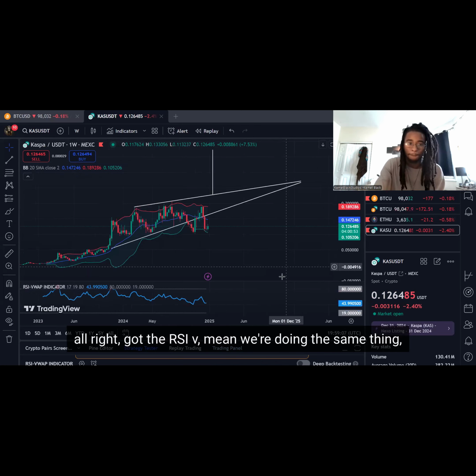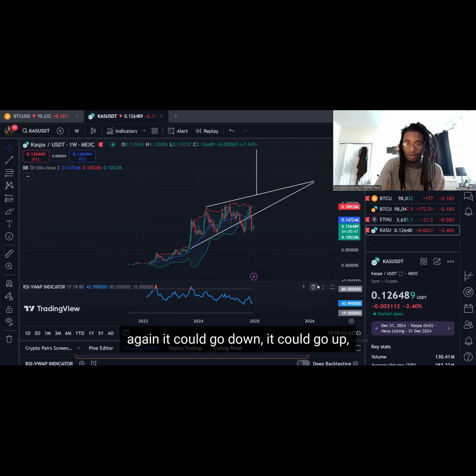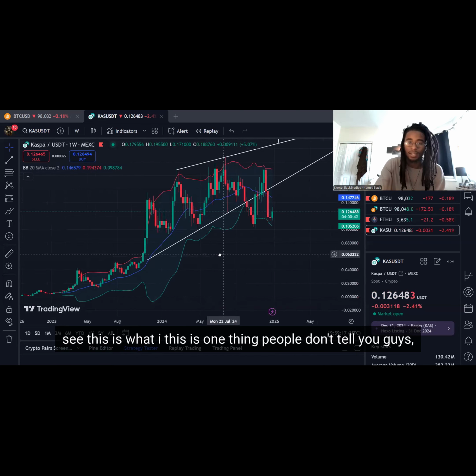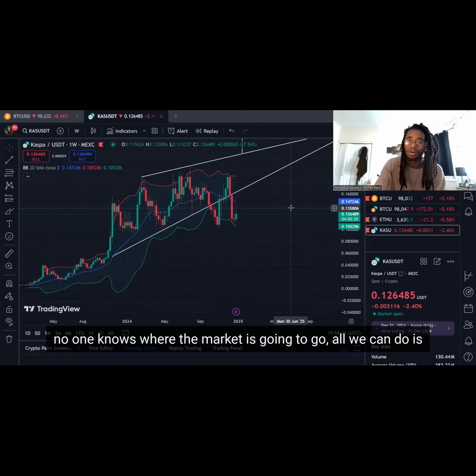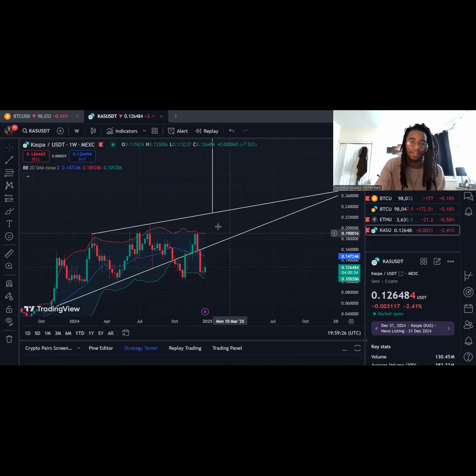All right, got the RSI VWAP. I mean, we're doing the same thing. Again, it could go down, it could go up. See, this is one thing people don't tell you guys. No one knows where the market is going to go. All we can do is react. We only know that if it goes up, it can hit these targets. If it goes down, it can hit these targets.